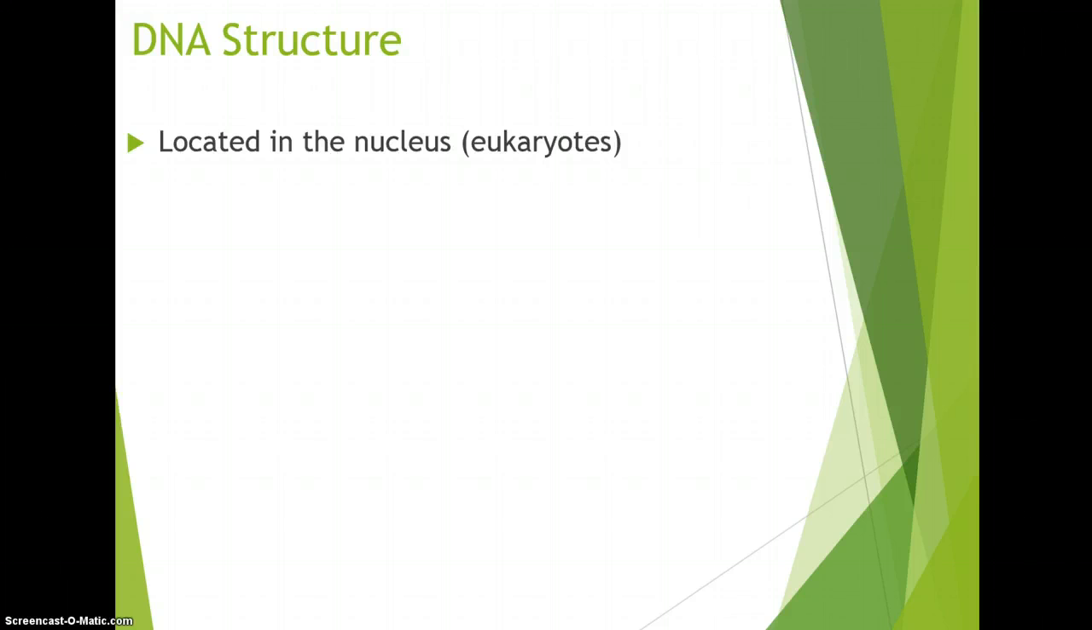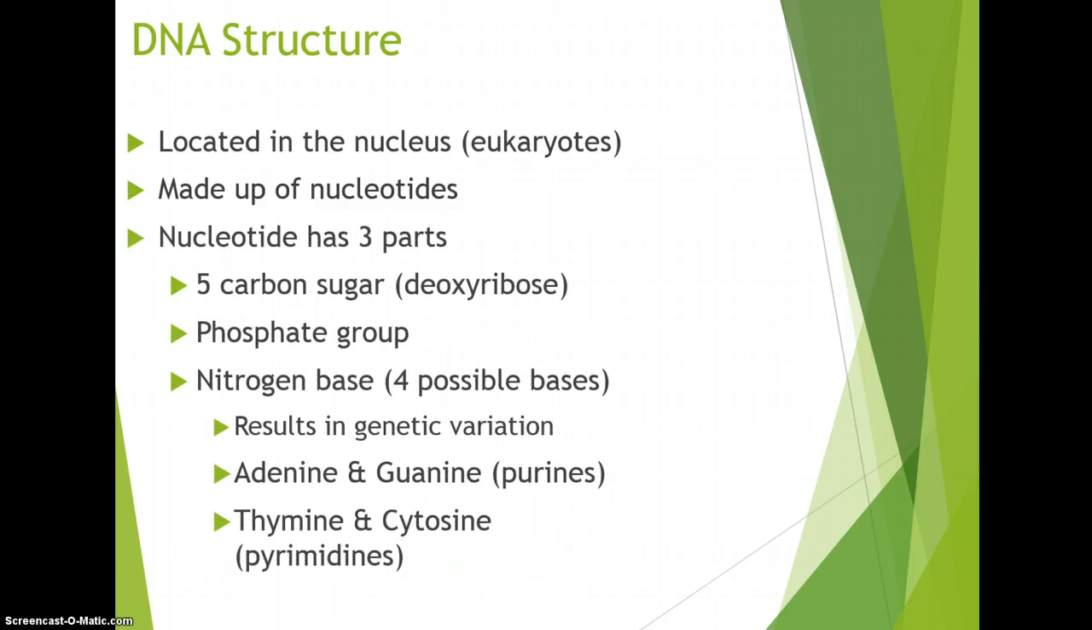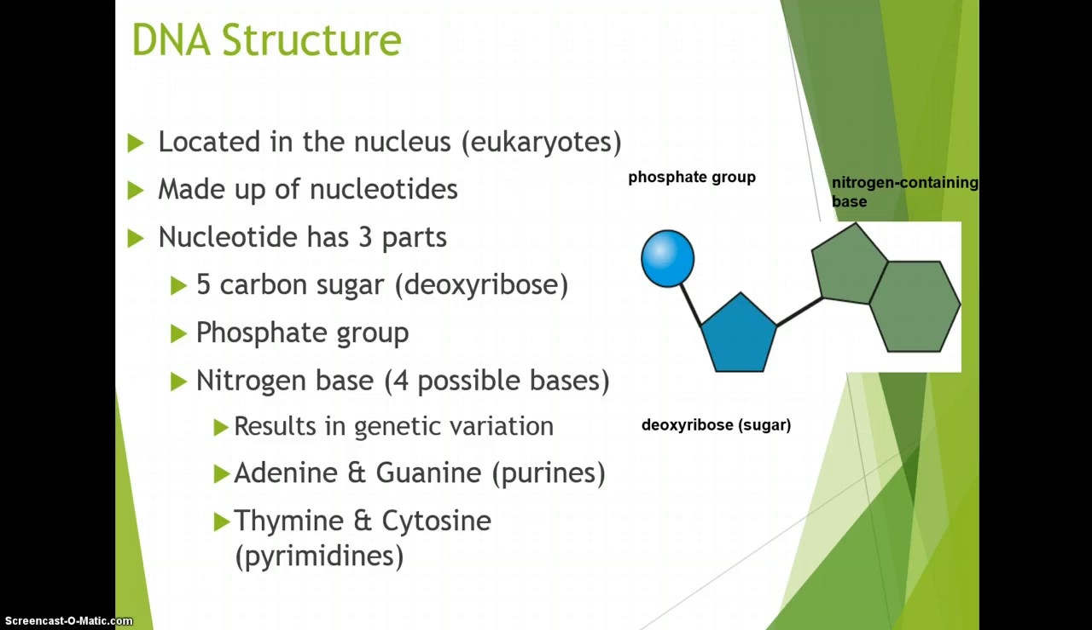So inside of a eukaryote, it is located in the nucleus, that is DNA. The components that make up DNA are called nucleotides. Those would be those monomers, if you go way back to when we were talking about organic chemistry. And a nucleotide has 3 parts.